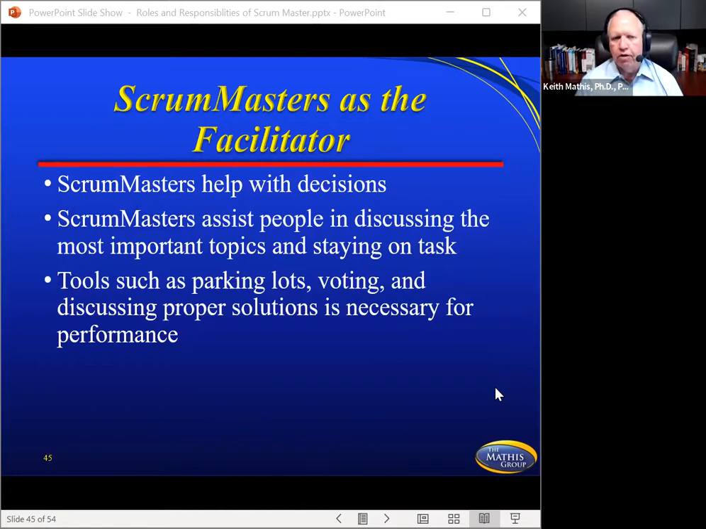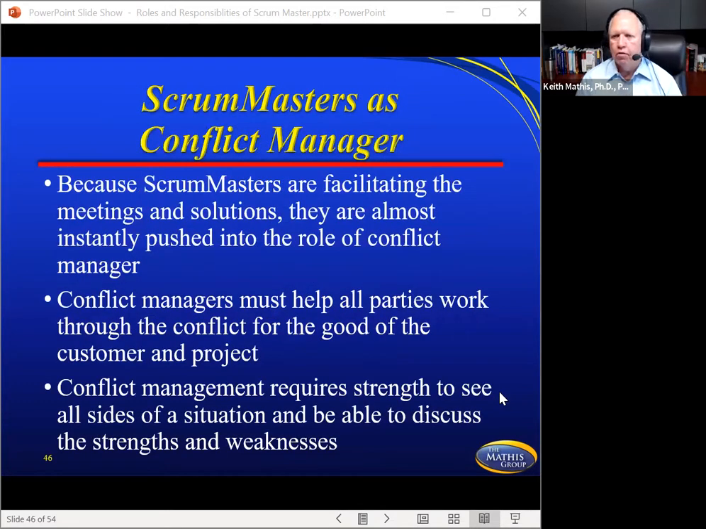Scrum Masters also help with decisions because they are facilitating. Did we understand it? Are we understanding the information? Asking the right questions. They assist people in discussing the most important topics, tools such as parking lots. Let's put it on a parking lot so we don't talk about it right now. Are you ready to vote and decide what we want to do? Do we need to discuss it more? Do we need to research it more? And many of you already have those skills and are using them in traditional. You're going to use some of those same skills also over on the Agile side.